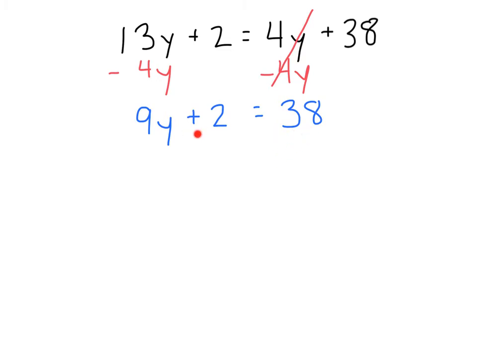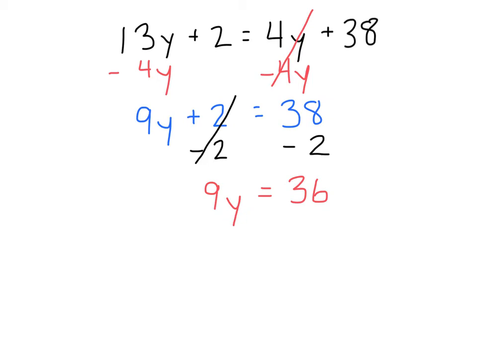So the opposite of addition is subtraction. So we're going to subtract 2 from the left side. If we subtract 2 from the left side, we have to subtract 2 from the right side. So this plus 2 and minus 2 on the left, they cancel. All that we have left on the left side is 9y. And on the right side we have 38 minus 2, which is 36. Now we have our one-step equation. 9y is equal to 36.